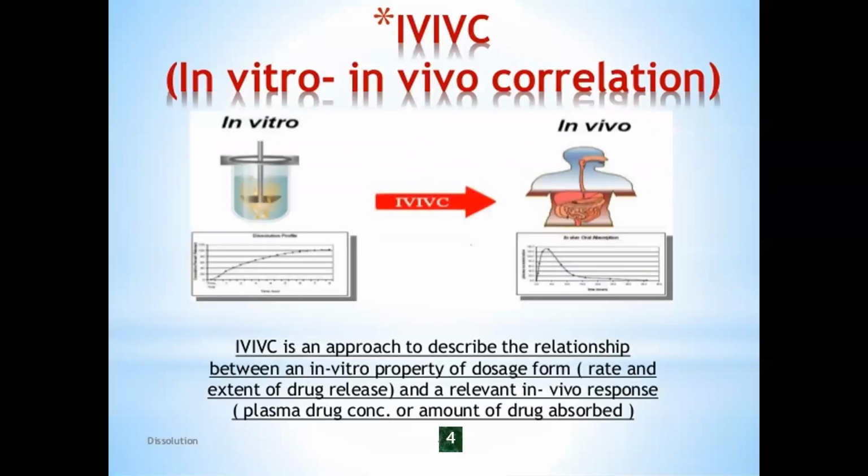In vitro in vivo correlation. In vitro in vivo correlation is an approach to describe the relationship between an in vitro property of dosage form, that is rate and extent of drug release, and a relevant in vivo response, that is plasma drug concentration or amount of drug absorbed.